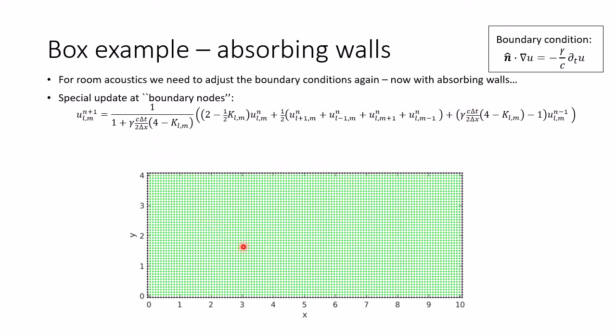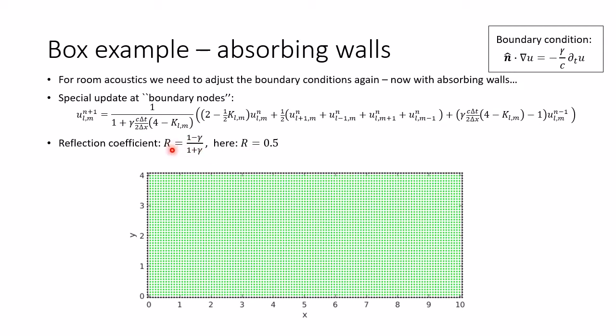And you can notice that on the interior, when k is equal to 4, we have this thing disappearing and this disappearing and this disappearing, and we end up with the usual interior update. If gamma is equal to 0, this disappears and this disappears, and we have the rigid update. And if gamma is less than 0, it doesn't work out, this is unstable. But if gamma is greater than 0, then we have absorption. And the absorption is linked to the reflection coefficient at the walls through this equation.